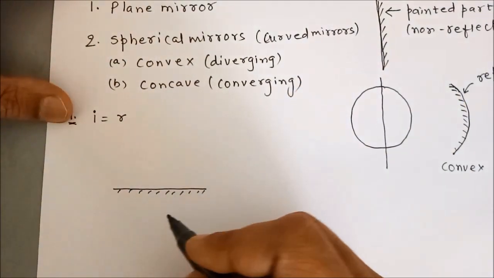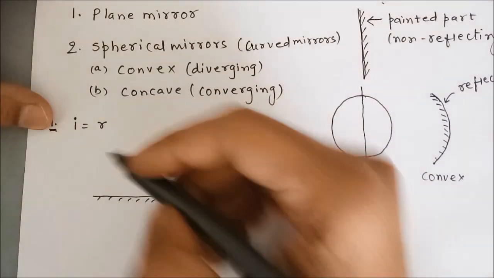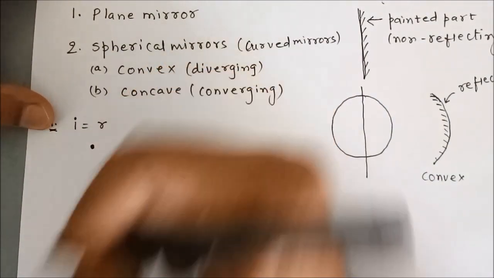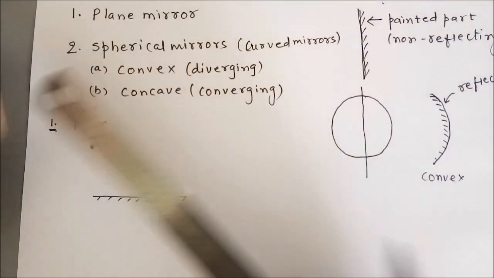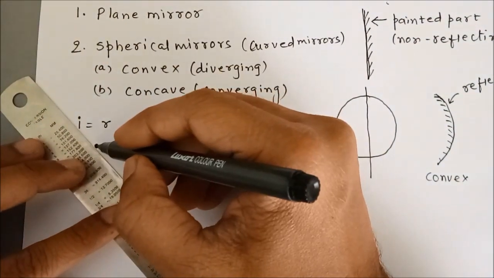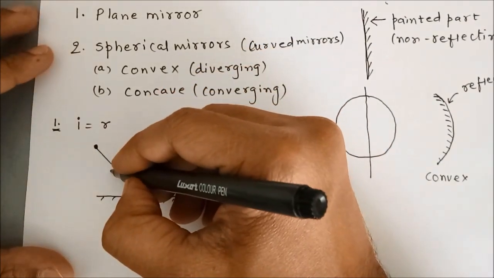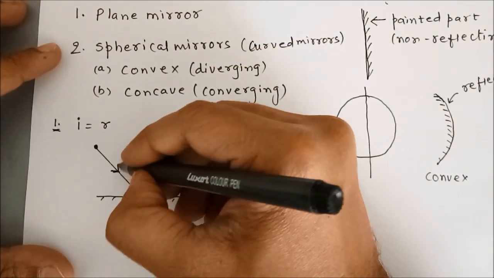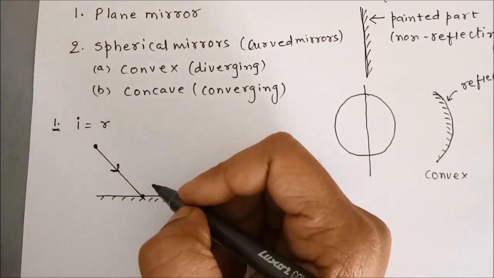That means here we have a plane mirror in front of us. Now let us say that there is a source of light like this, and from here there is a ray of light that is going to fall on the mirror. So let's say this is the ray of light. This ray of light is called incident ray, as it is falling towards the mirror. This is called point of incidence.